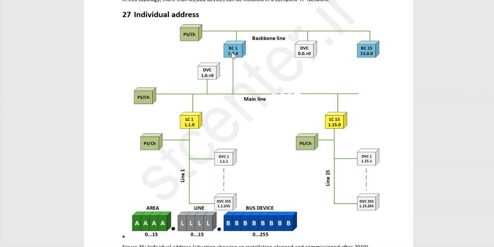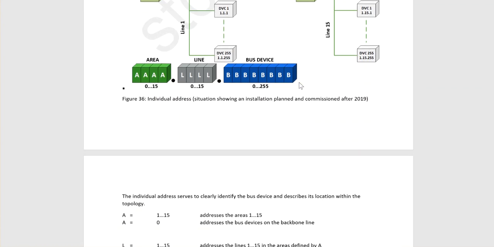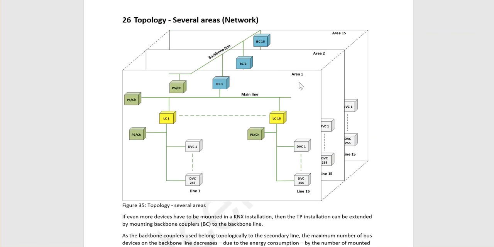For the backbone coupler, you can see it's written 1.0.0. It means this is device 0 in line 0 with the area 1. So this is always a backbone coupler, until 15.0.0. And if your device is located in a backbone line, the first part is 0 because it is not located in any area. The second part is 0 because it is not located in any line, and the third part is more than 0, for example 20. So 0.0.20 means some device is located in a backbone line. So it is interesting.